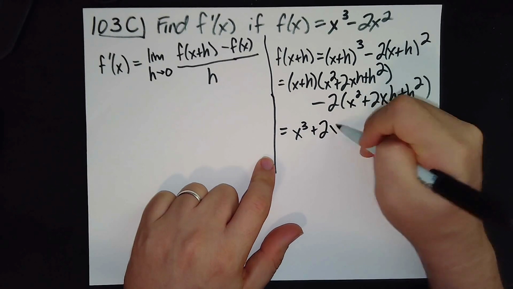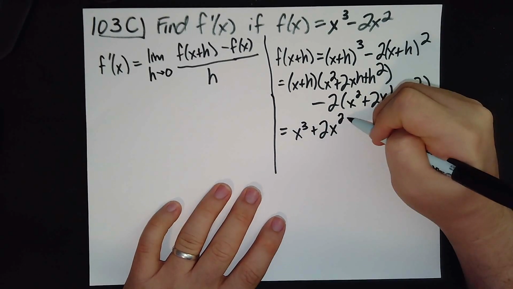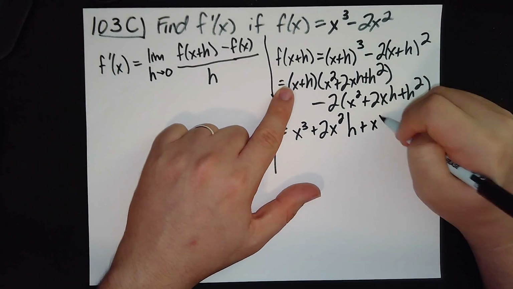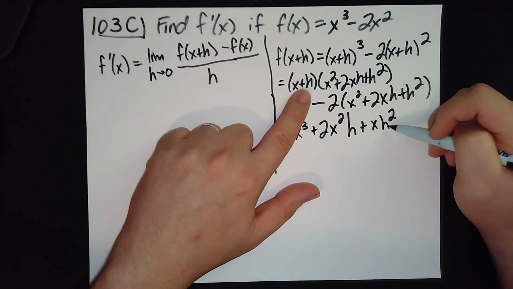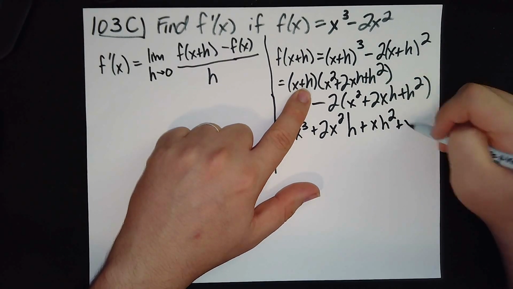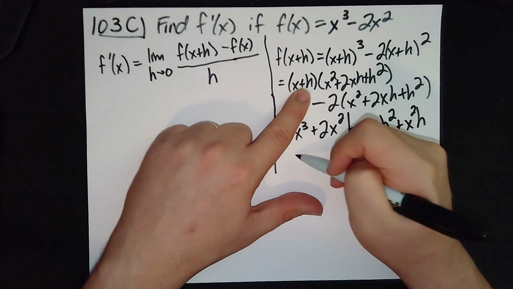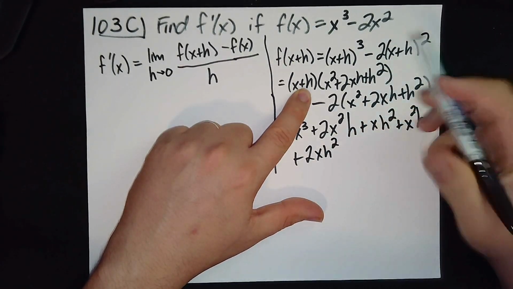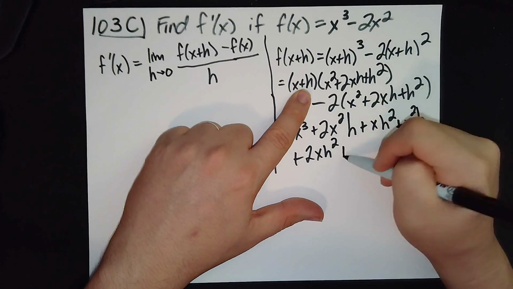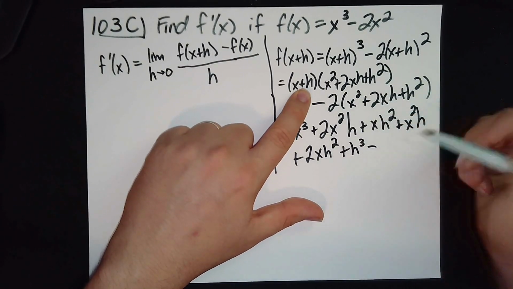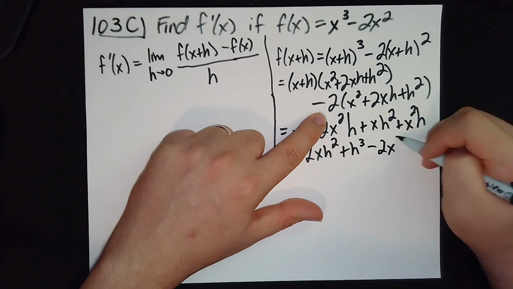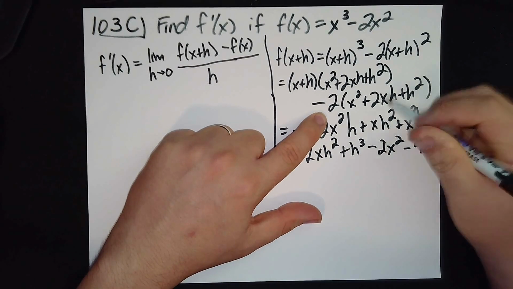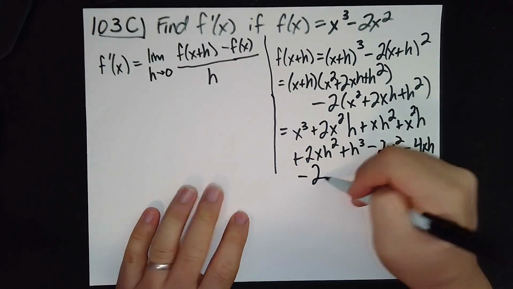plus 2x squared h plus xh squared plus x squared h plus 2xh squared plus h cubed minus 2x squared minus 4xh minus 2h squared.